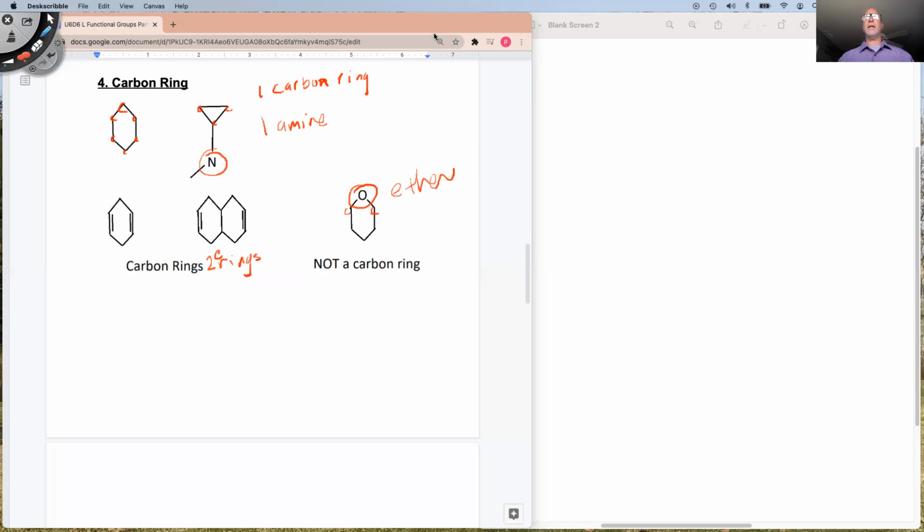So anytime you see an oxygen with two carbons on the side, again, it could look like anything. Oh, well, we already did ether. We're on carbon rings. I didn't give you an example.